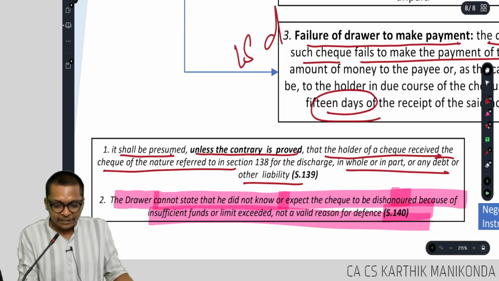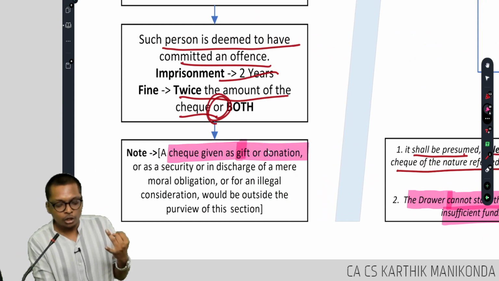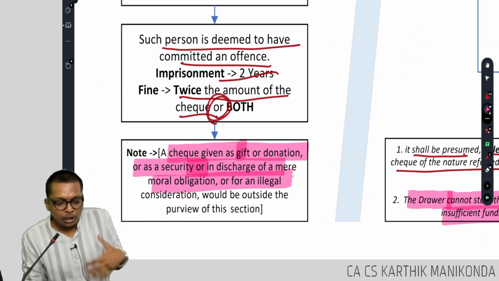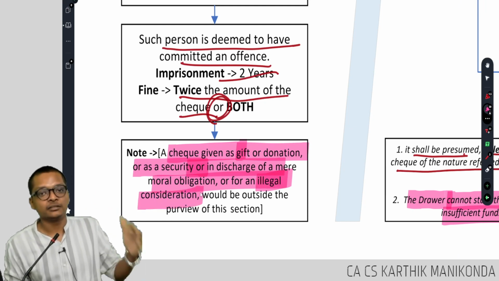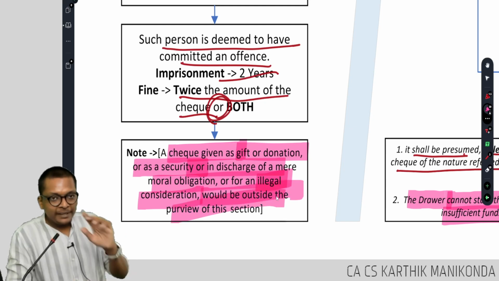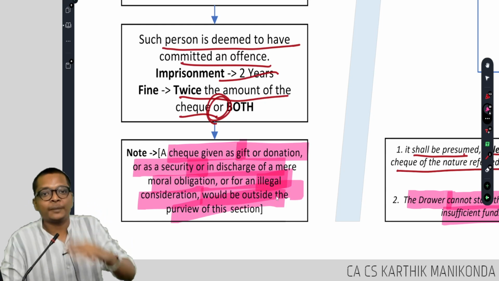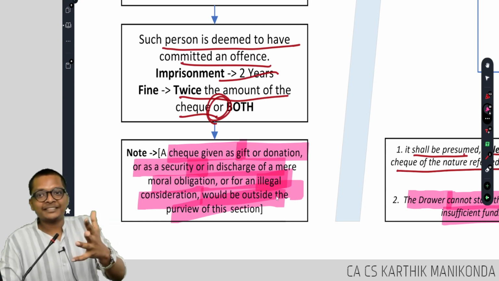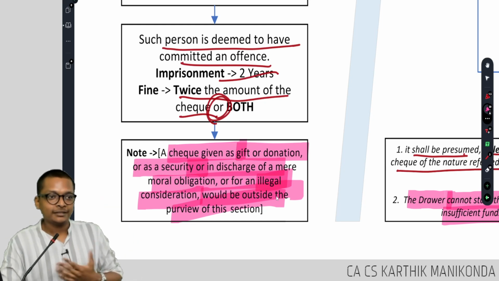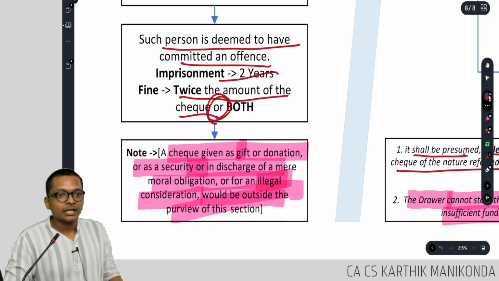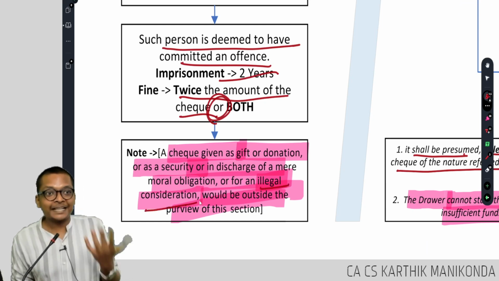So the next exception that you should remember very much for the exam: a check given as a gift or donation or security or a moral obligation or for illegal consideration, like a check for buying drugs, these kinds of things would be outside the purview of this section. This provision of 3 months, 30 days, 15 days is not applicable. Sir, someone purchased drugs, he gave a check, it bounced, both of you are arrested. Following, that's it. Okay.